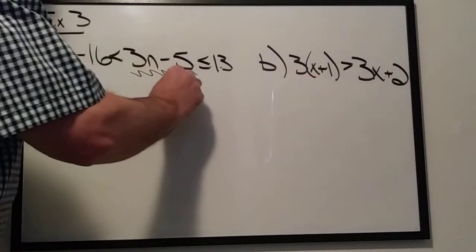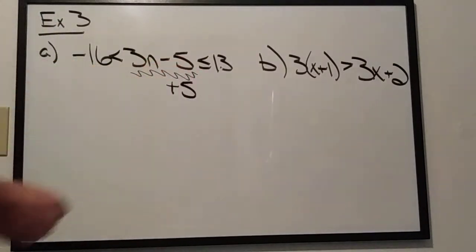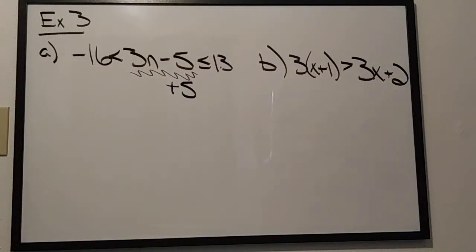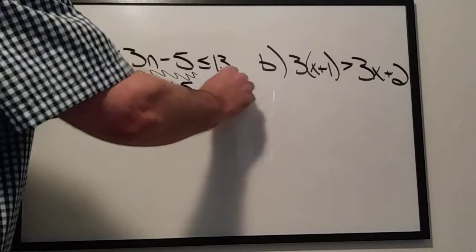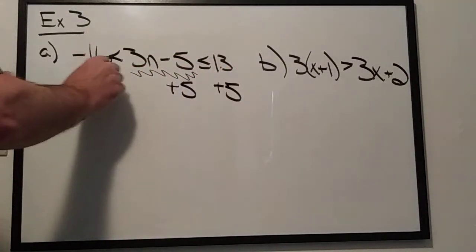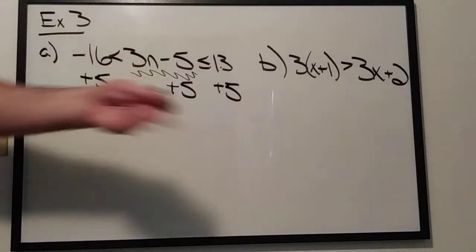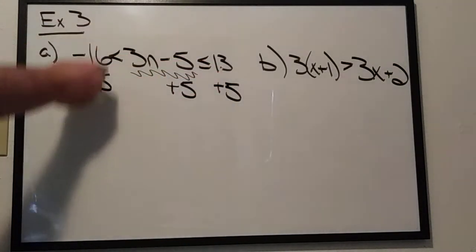But once again, because this is a three-part inequality, if I add 5 once, I have to do it three times. So I add 5 to the middle part, but I also have to add 5 to the right and add 5 to the left. Notice I'm adding 5 three times. Let's see what happens when I do that.